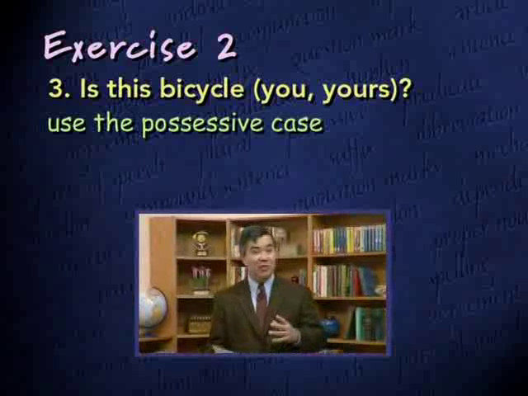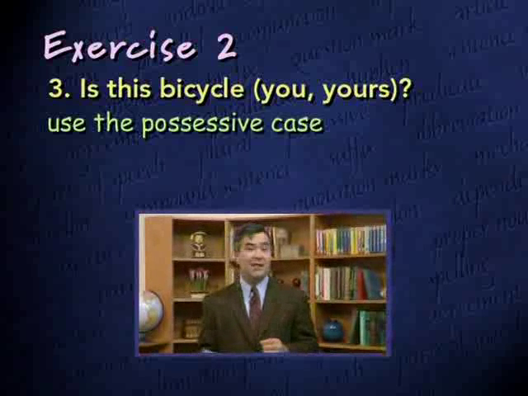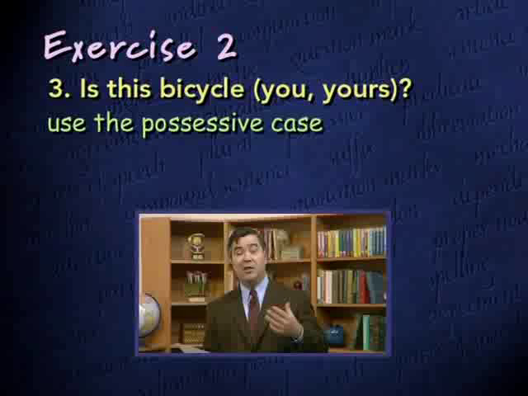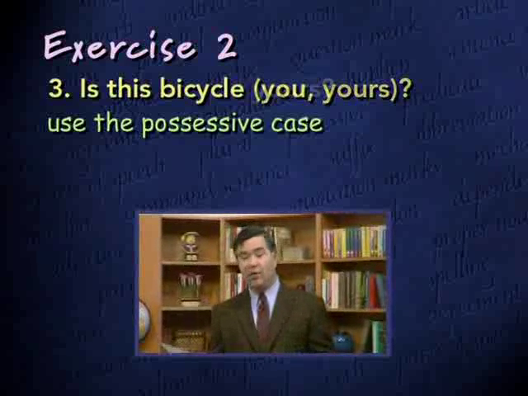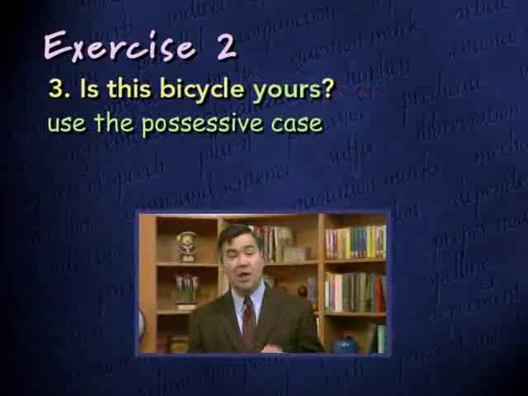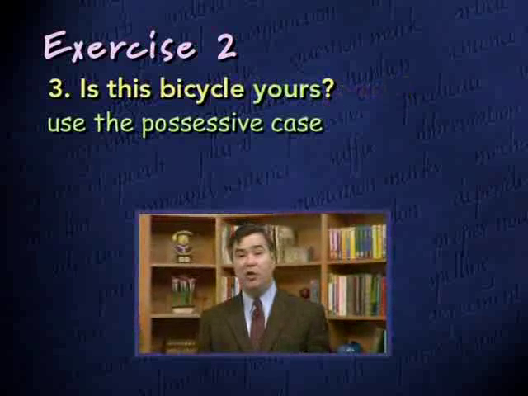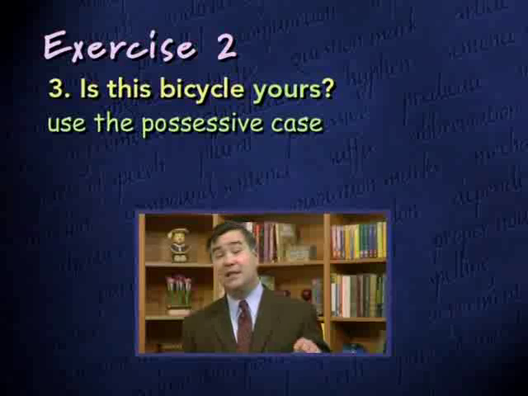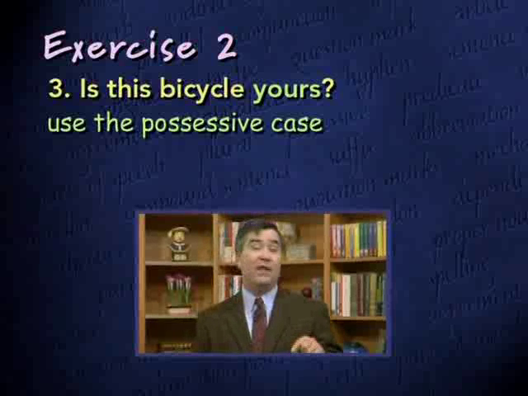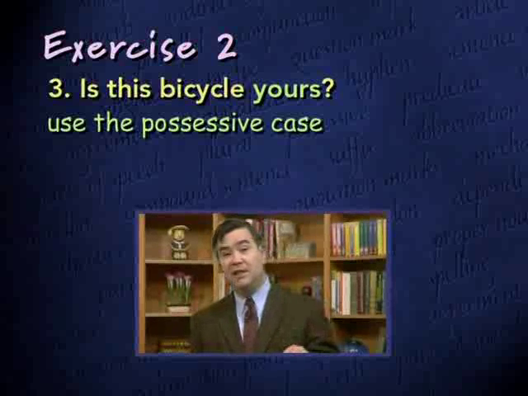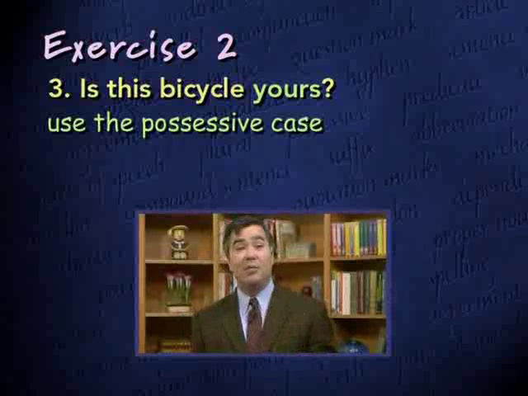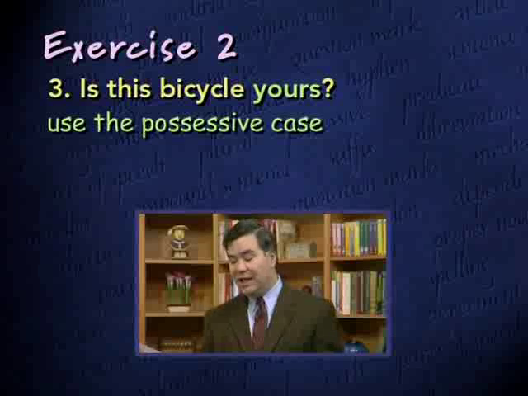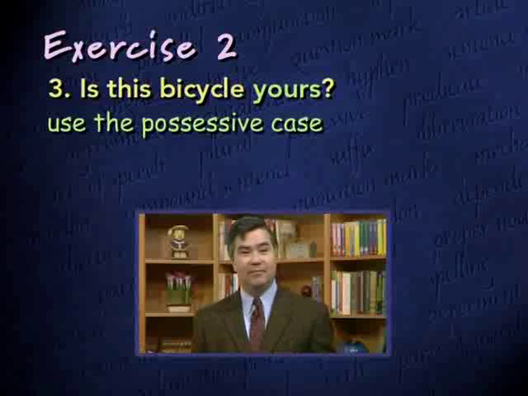The antecedent would be you, the person hearing the sentence, because that's who is referred to by either you or yours. Since we need a possessive case pronoun, yours would be correct. We saw earlier that the pronoun you can be used either as a subjective or objective case pronoun, but yours needs to be used in this context because we need a possessive case pronoun. So the sentence should read, is this bicycle yours?